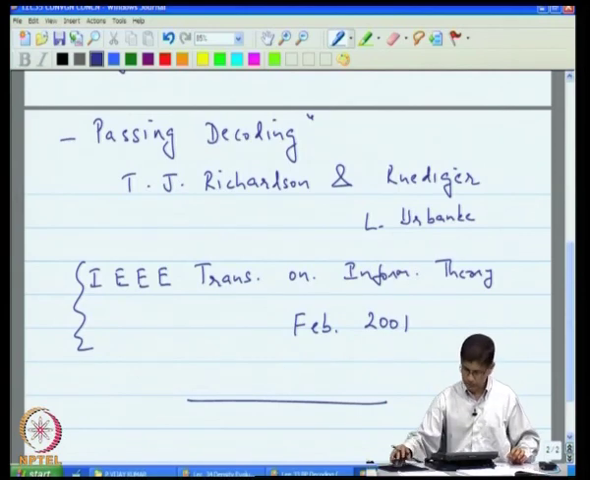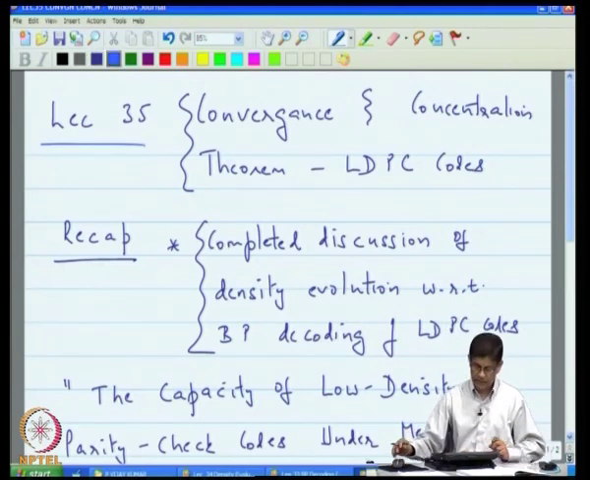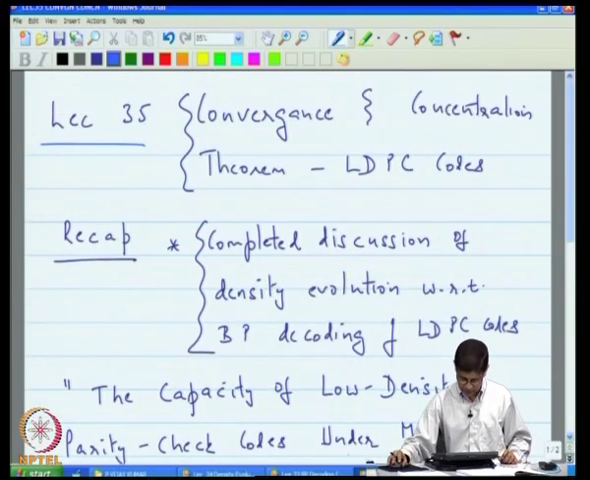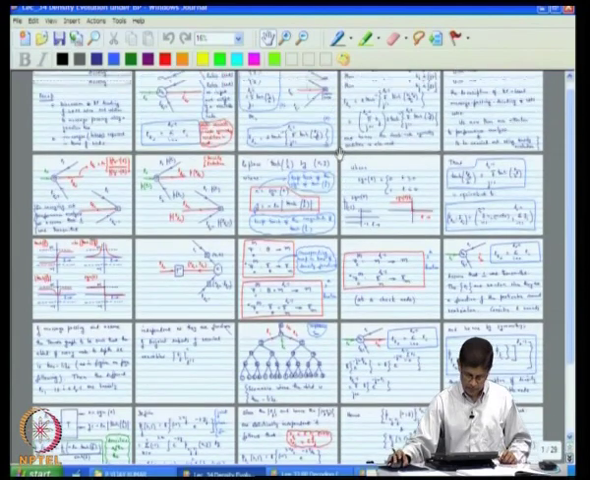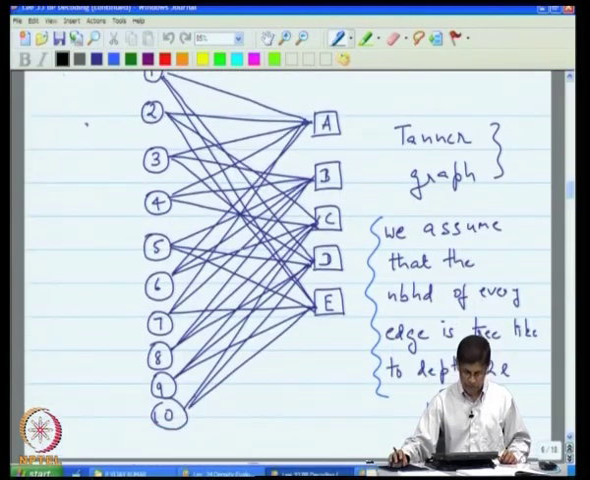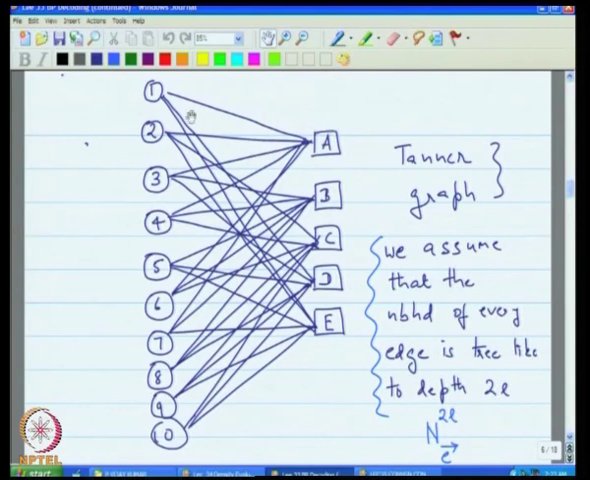Now, all right, with that reference, let us get back to the title of today's lecture, which has to do with the convergence and concentration theorem of LDPC codes. And let me motivate it in this manner. When we were working with LDPC codes and belief propagation decoding, what we assumed was that the Tanner graph of your LDPC code is tree like to a depth that every node in the Tanner graph has a tree like neighborhood to depth 2L.